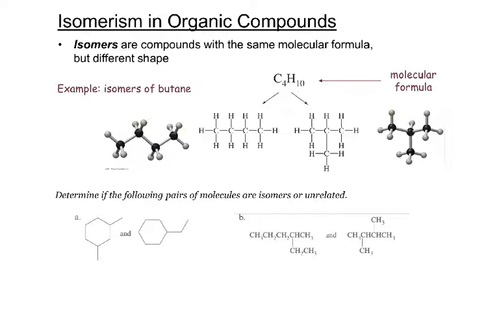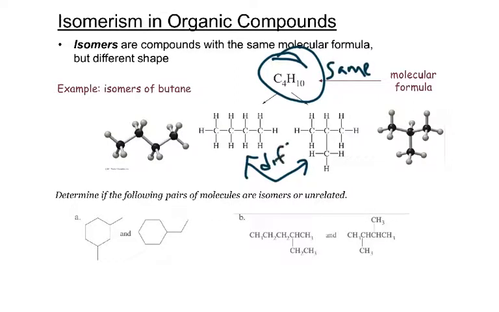I rewound a little bit so that I can remind you of what isomers are. We were talking about isomers. So remember, the definition of an isomer is two or more molecules that have the same molecular formula but different structures.